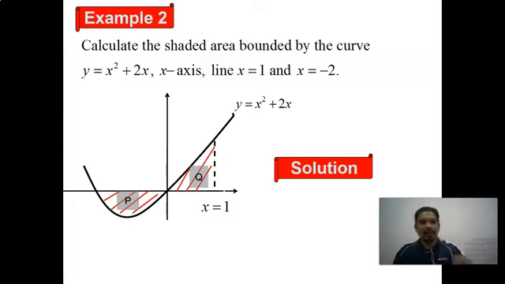Sorry then. Okay. Example 2. Calculate the shaded area bounded by the curve y equal to x squared plus 2x, the x-axis, and the lines x equal to 1 and x equal to negative 2, as stated here. Okay, so now we have two areas, P and Q, that we need to consider before we find the total area P plus Q. But first, let's find out whether we get a positive or negative value.